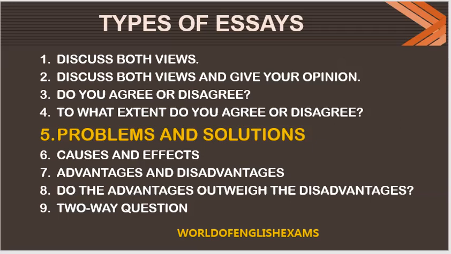And a similar kind of essay is causes and effects or consequences. The seventh type of essay is advantages and disadvantages. The next one is do the advantages outweigh the disadvantages, and the last one is a two-way question or a double question.